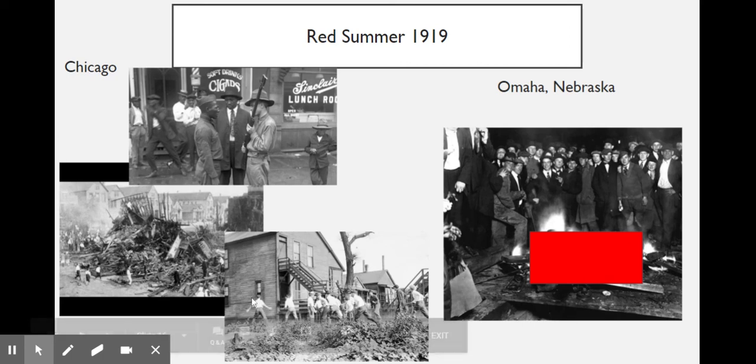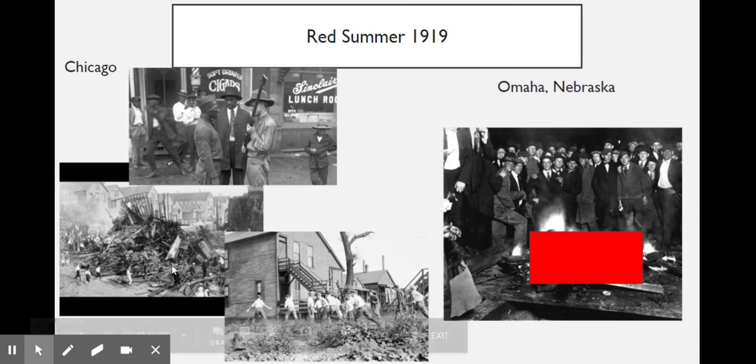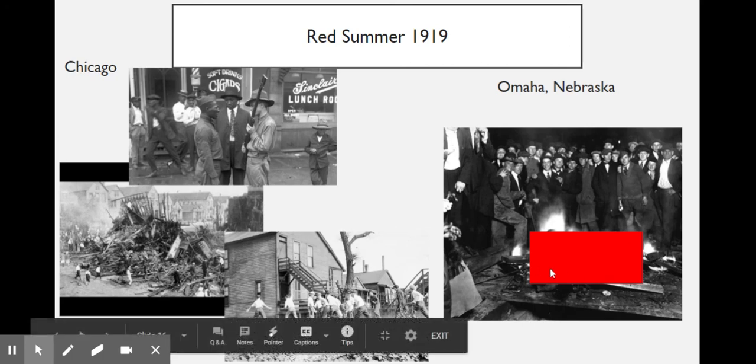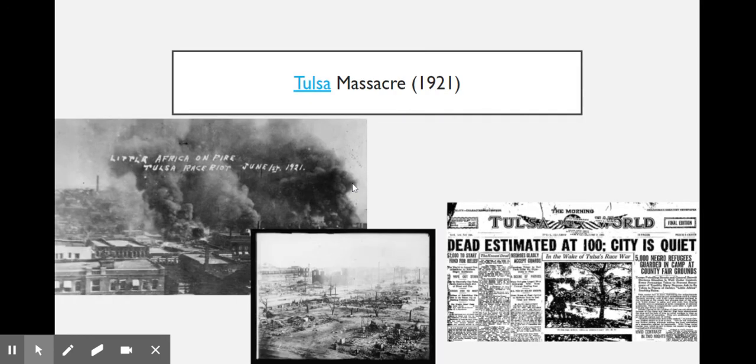But you can just see the level of destruction. We have this white mob here, who's getting ready to destroy this property. And ultimately, many of these riots essentially burn themselves out because literally African American neighborhoods and African Americans, the picture's blocked here, but this is a man who has been lynched by a white mob in Omaha, Nebraska in 1919. This violence will see itself coming back again throughout the 1920s. The largest and most devastating of that violence will be in Tulsa, Oklahoma in 1921.